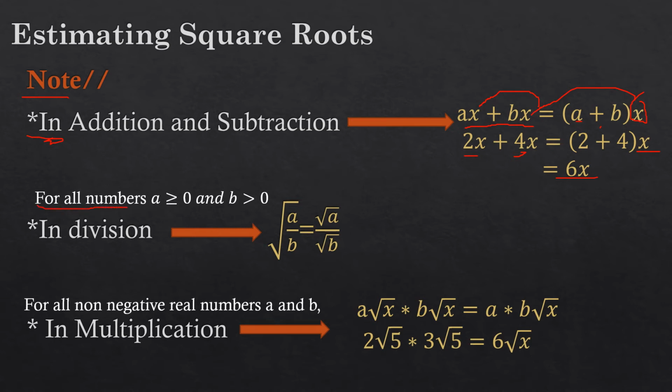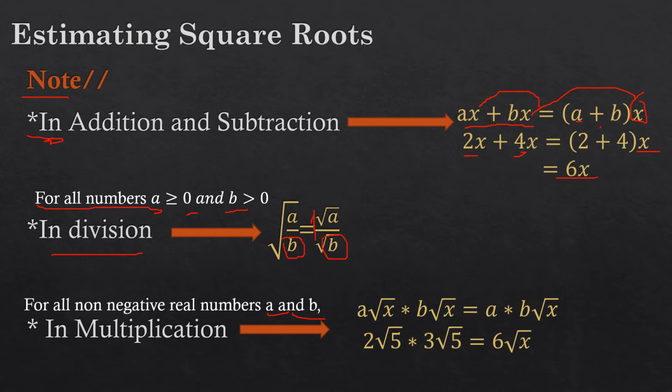For all numbers a greater than 0 and b greater than 0. I told you last year that b must be greater than 0, okay? Here, in division, a over b, you have to divide the square root for a and also for b. The third note: for all non-negative real numbers a and b. A and b are just, for example, any numbers, okay?